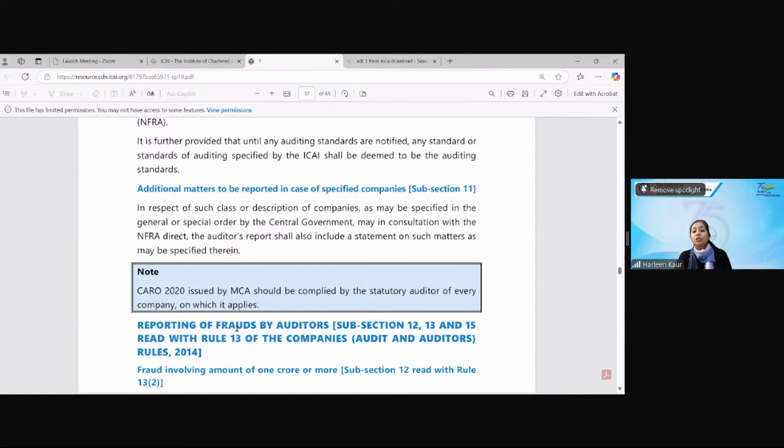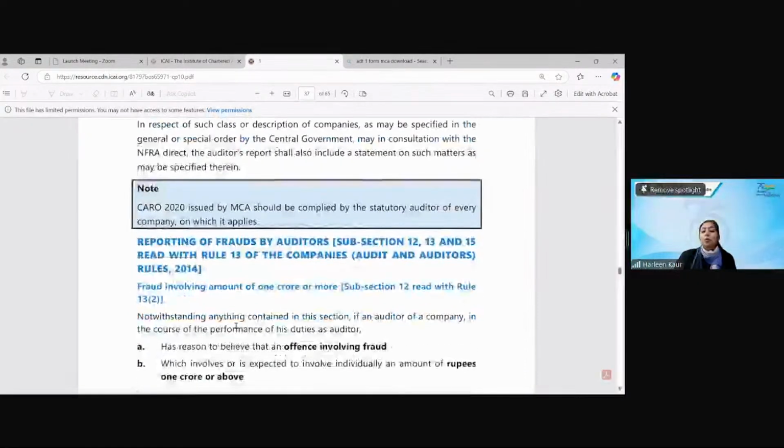Reporting about the frauds by the auditor. Subsections 12, 13 and 15 read with Rule 13 of the Companies (Audit and Auditors) Rules. If any fraud is involved in the company, if the auditor finds that the company has committed any fraud, then what will be the provisions? Let us read these rules.